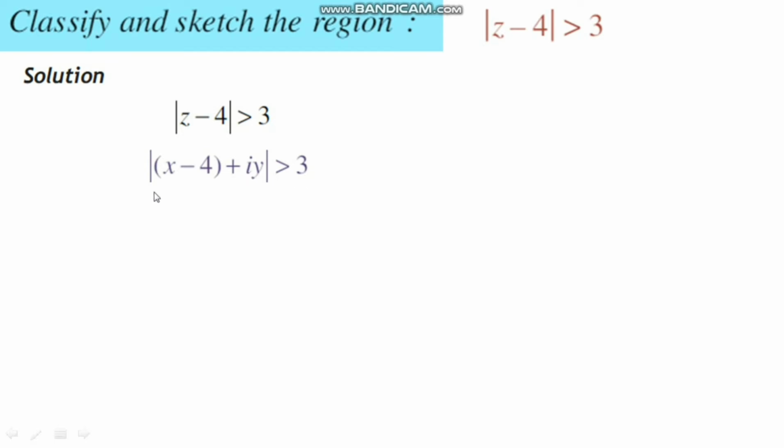We know that the modulus of a complex number is the square root of (x − 4) whole square plus y square, greater than 3. To classify the region and rough sketch of the region, squaring on both sides of this relation, we get (x − 4) whole square plus y square is greater than 3 square, 3 square is 9 only.